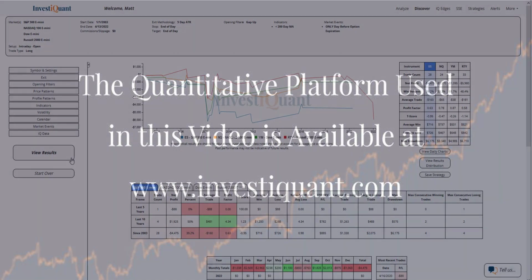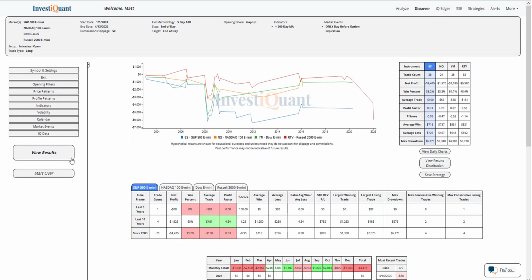All right, here we go. These are the results based upon entering the market long at 9:30 a.m. Eastern Time, exiting at 4:15 p.m. Eastern Time, when it is the day before options expiration day. The prior day closed below a 200-day simple moving average, and the current day, which is the day before OPEX, is gapping up. So the open is above the prior day closing price. Historically, we've got 28 samples in the S&P, 24 in the NASDAQ, 29 in the Dow, 33 in the Russell.